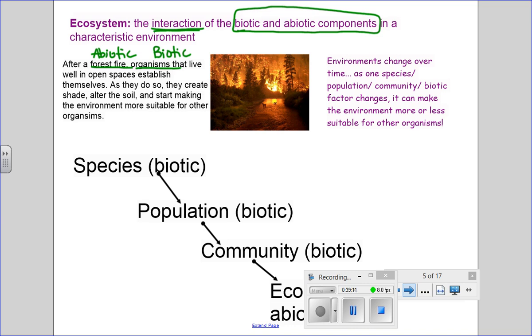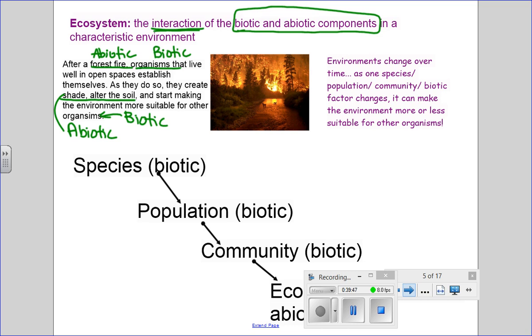Now those biotic organisms that establish themselves, usually like small plants and bushes and things like that, create shade and alter soil, which is an abiotic characteristic, and this makes the environment more suitable for other organisms, which is biotic. Now this is just one example, but what I'm trying to illustrate is that abiotic factors affect biotic ones, and vice versa. Biotic factors affect abiotic ones.